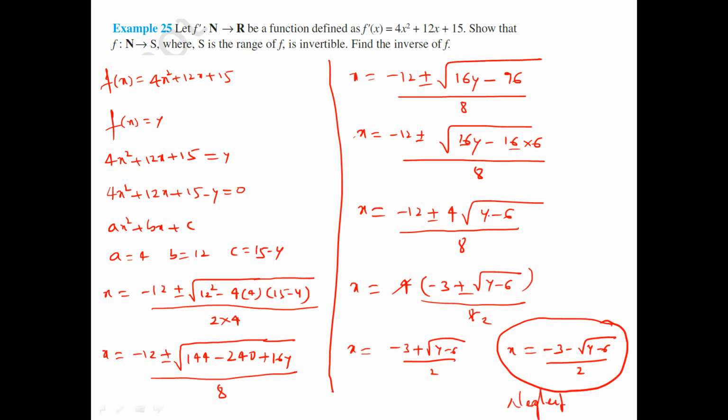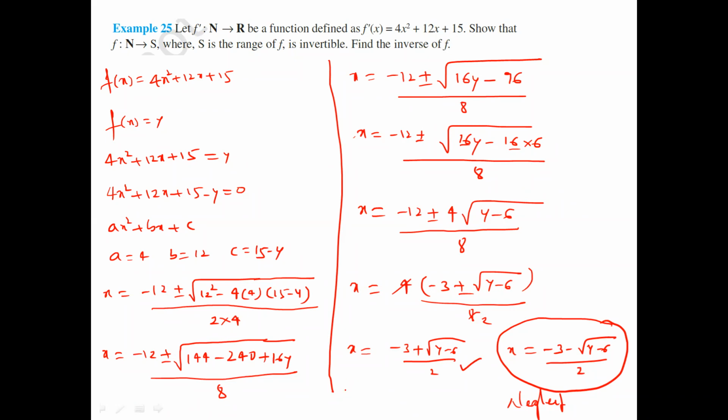Why am I neglecting this? Here is a limit over the 2. Here minus 3, here also minus 3. What is the whole quantity? It is nothing but a negative quantity. This negative quantity does not belong to the natural numbers in the domain. So that entire quantity is always negative, and a negative quantity does not belong to the natural numbers. So now I have to consider only this one.